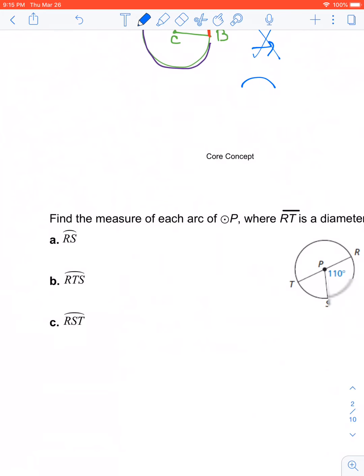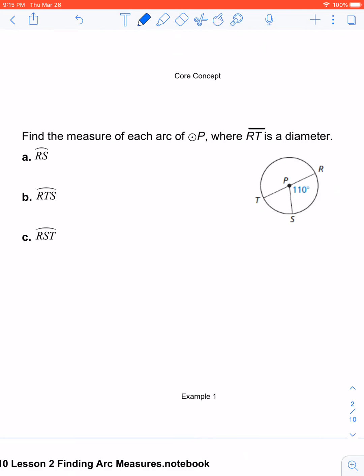So let's do some examples. Find the measure of each arc of circle P. This implies that P is the center, where RT is the diameter. If RT is the diameter, we know that it's cutting the circle in half. If there are 360 degrees in an entire circle, we know from R to T and from T to R that's 180. That is going to be pretty important information.